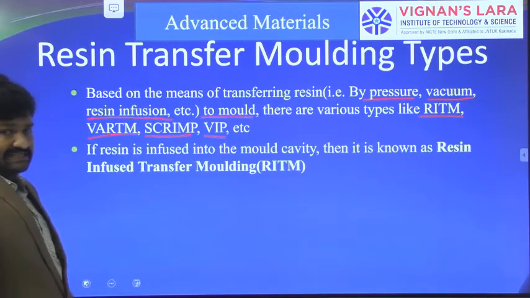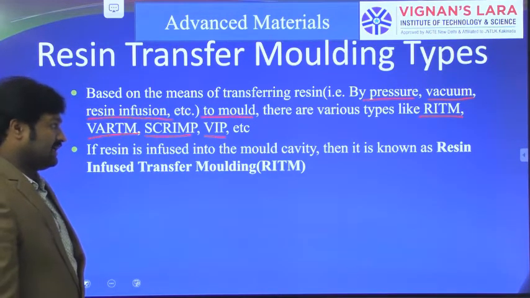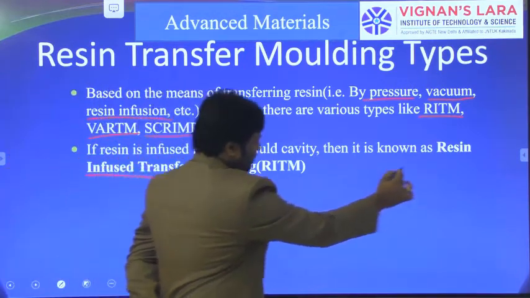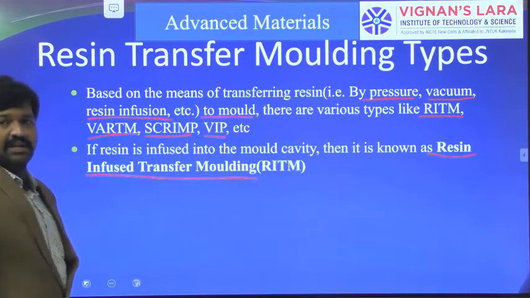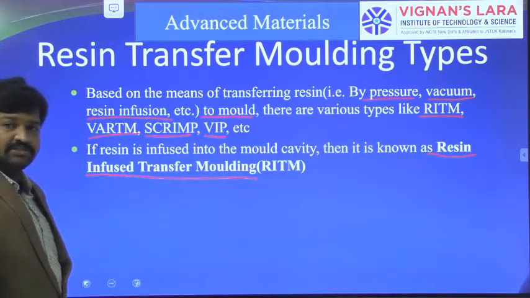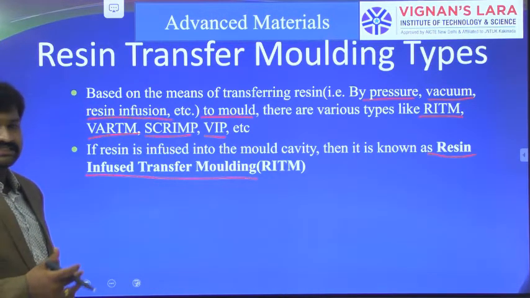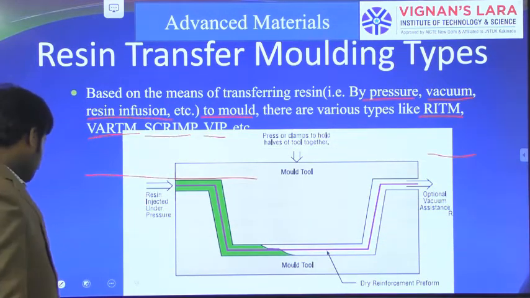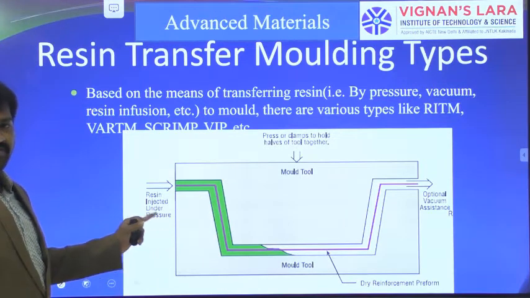So if the resin is infused into the mold cavity, then it is known as resin infused transfer molding. In the earlier case, in RTM, the resin is transferred. If the resin is infused, then that is called RITM. So this is the schematic of our process.